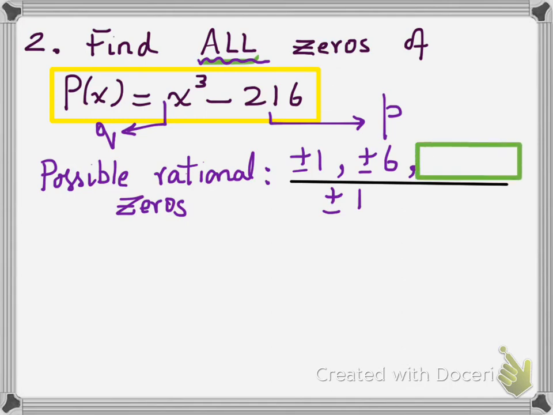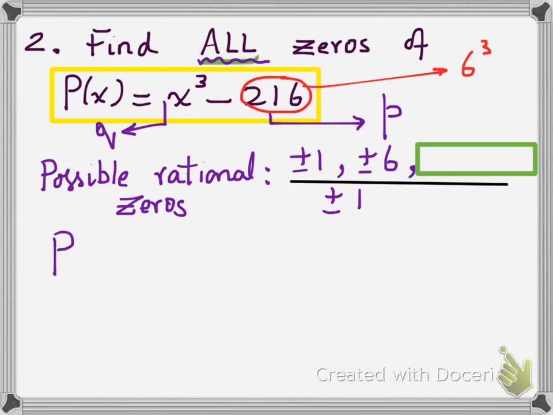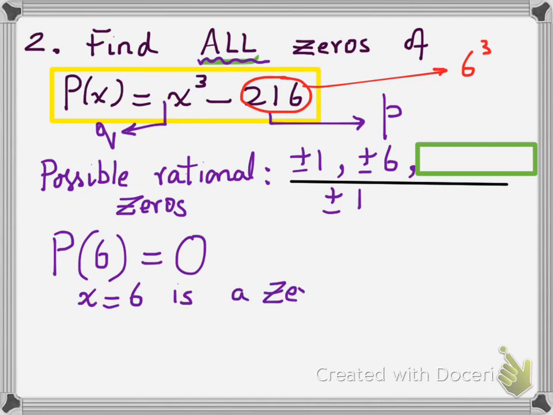Mind you, I can keep going with listing all the factors of 216, or just quickly notice that 216 is a 6 cubed, which means for sure the polynomial at 6 for an x value would render as 0. Correct? What does that make of 6? X equal to 6 is a 0 for the given polynomial. Alright? What else can be concluded from here?